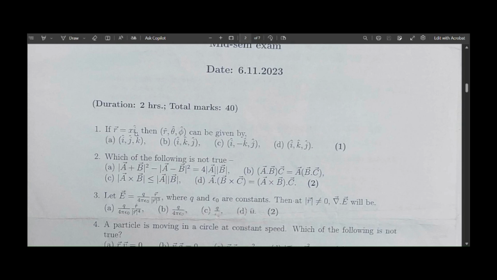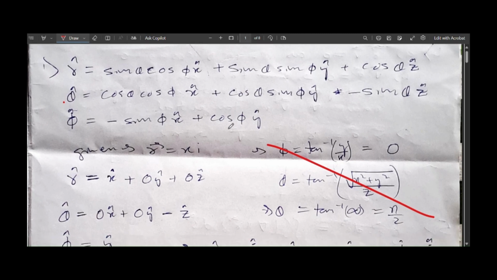So the first question is like this: we have r is equal to x i cap, which is in Cartesian coordinates. We have to convert it into spherical coordinates. So you can directly use the formula.